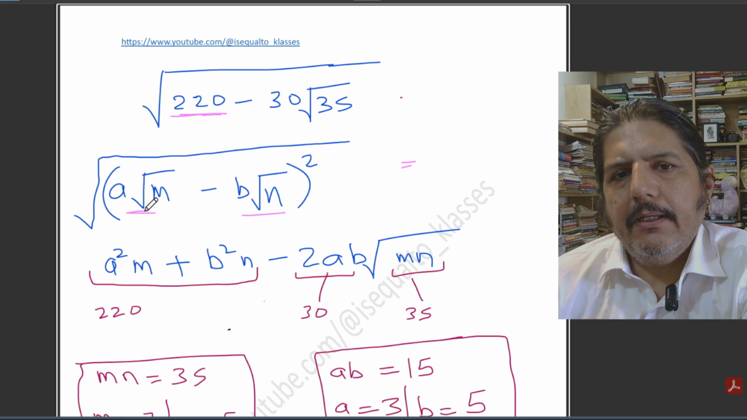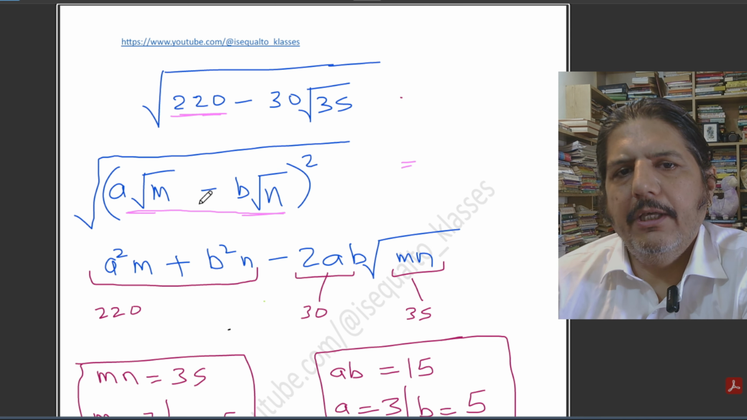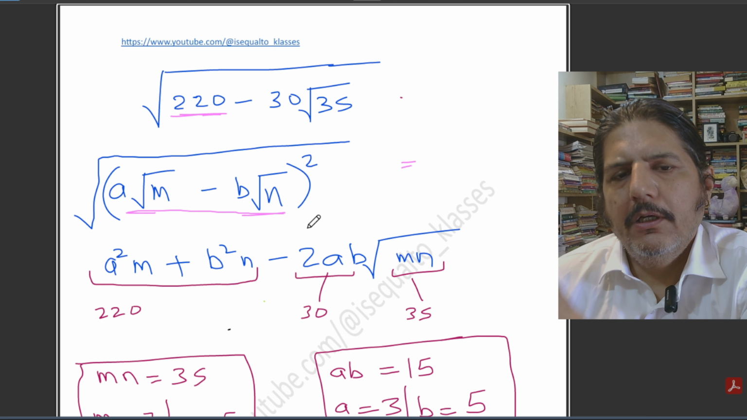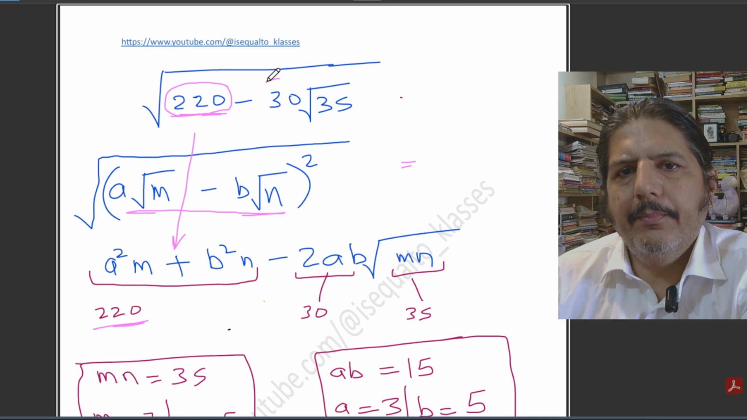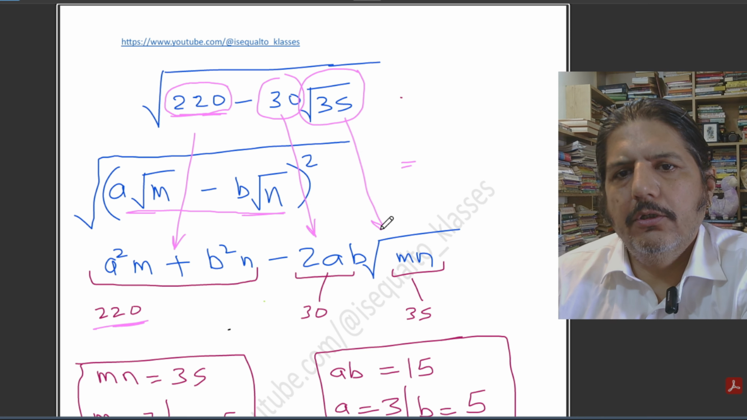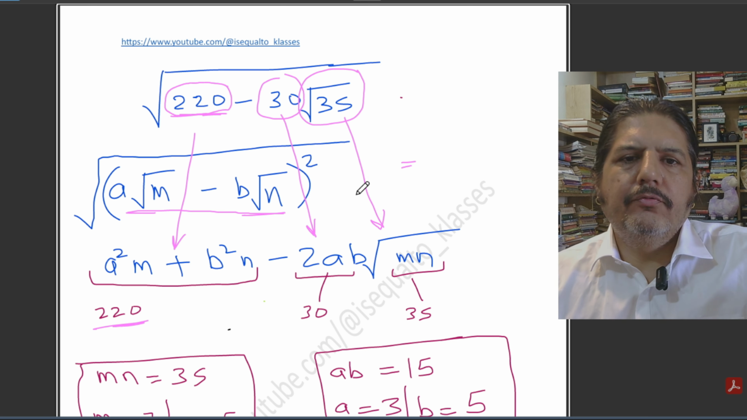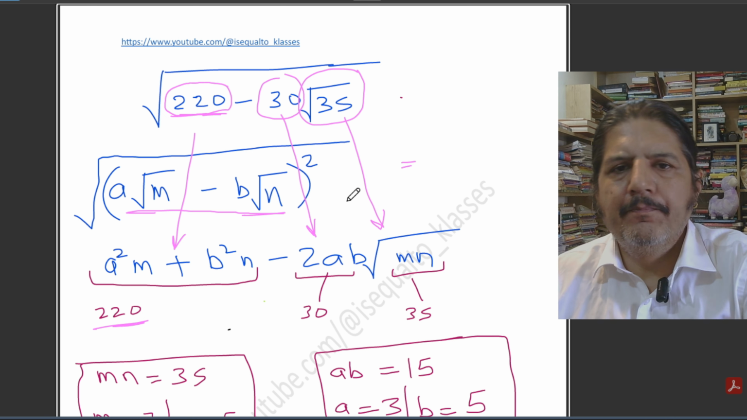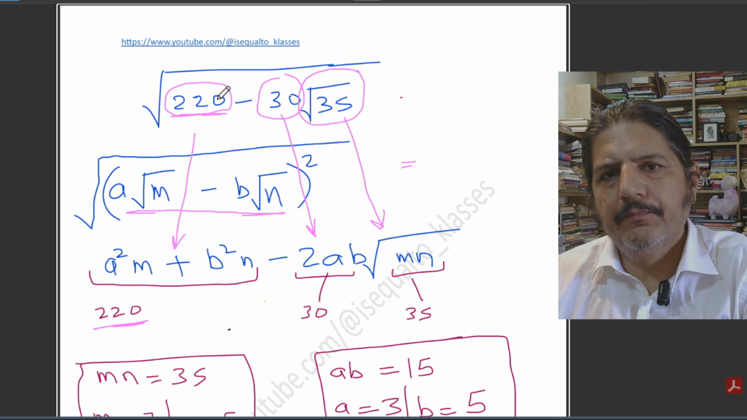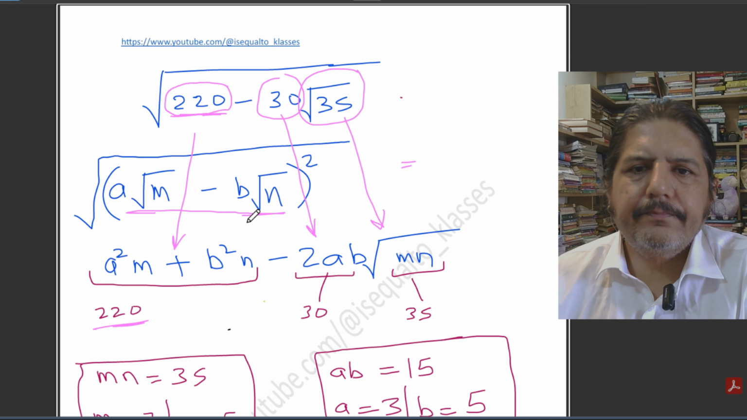Now if I take a root m minus b root n whole square, this can be written as a square m plus b square n minus 2ab root mn. This is how it can be written. Now once I compare 220 with a square m plus b square n, and then I compare this 30 with 2ab and this root 35 with root mn, and then I try to find the values of a, b, m, n, and then I'll be able to write this expression.